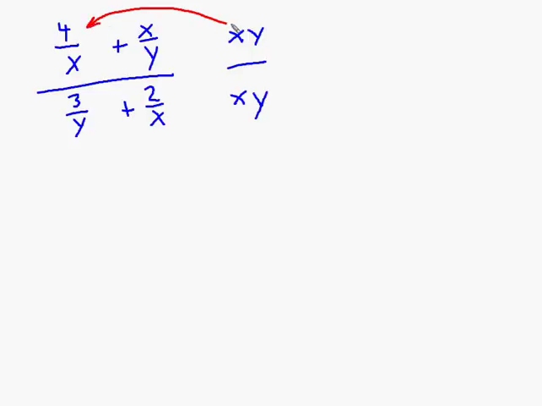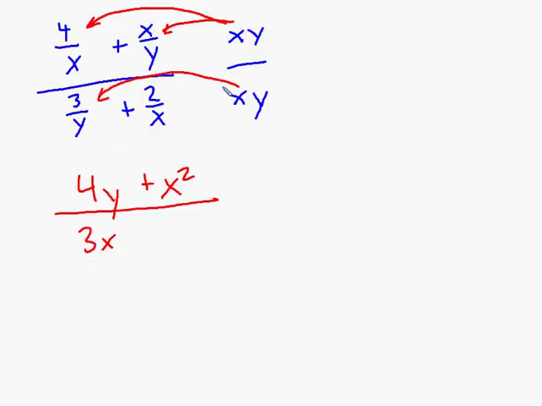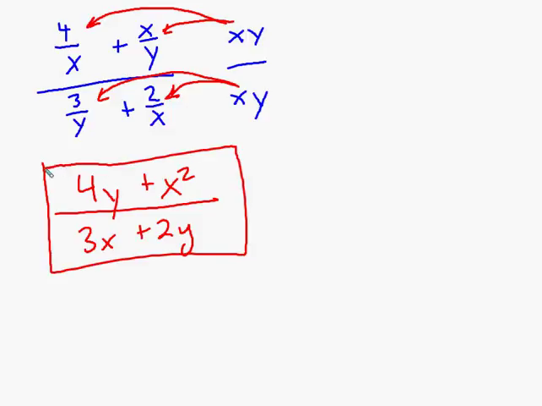So I distribute this to both terms. In the numerator, watch what I do so you can see what's happening. In the first fraction, x will cancel with that x. Do you see what I'm saying? So I get 4y. And in the next fraction, y cancels with y, plus x squared. Now I'll do the same thing in the denominator. The y's will cancel, so I get 3x, and the x's cancel, plus 2y. Then I factor and simplify if possible. It is not possible, so now I'm done. That's the answer.